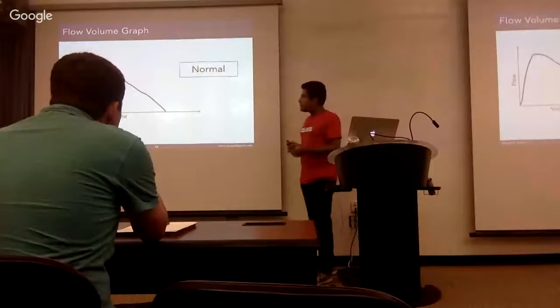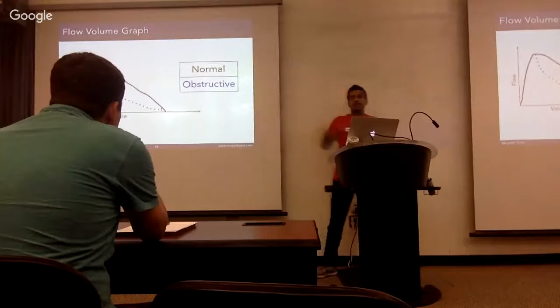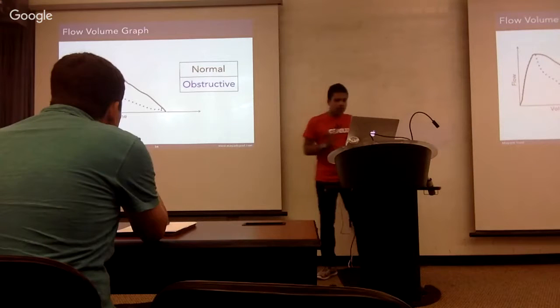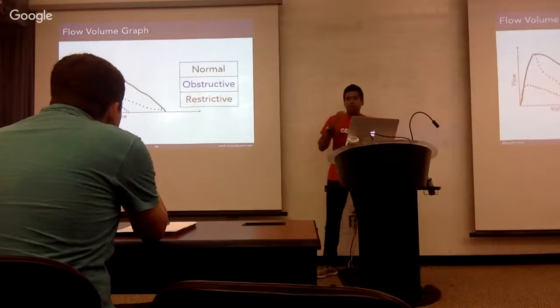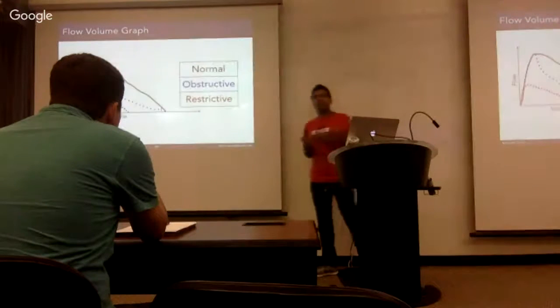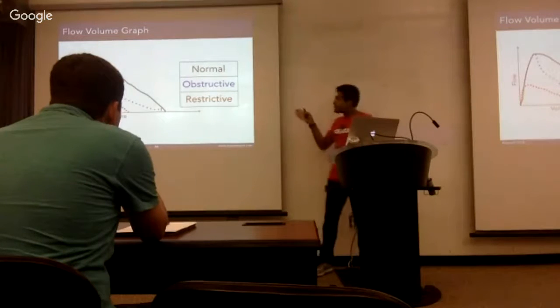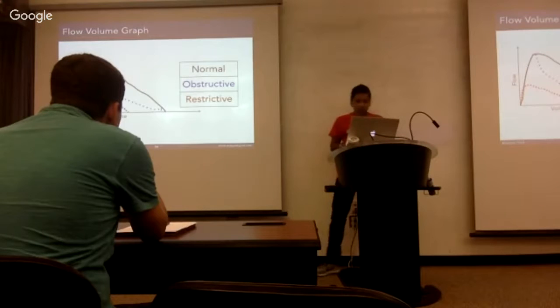In some cases, it can have a scoop shape, and that indicates an obstructive disease like asthma or COPD. And in some cases, the patient is unable to exhale as much air as someone of their age, height, and race should be able to exhale, and that indicates a restrictive disease like cystic fibrosis.